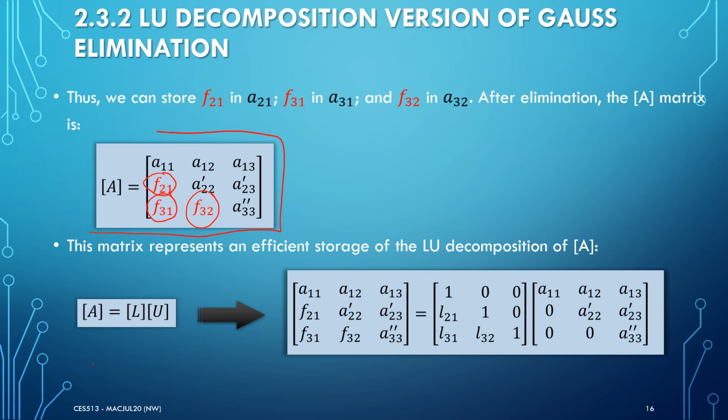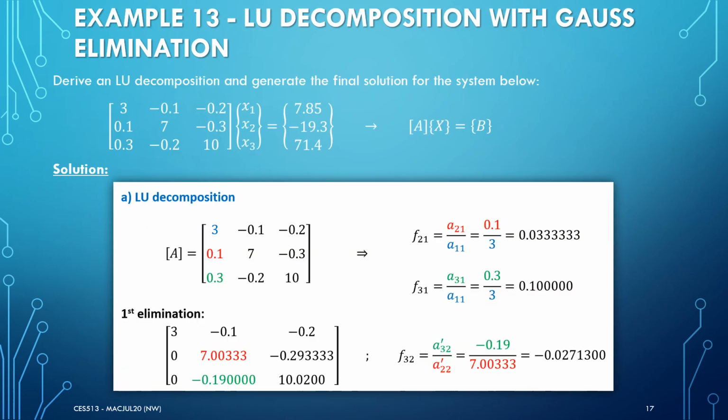This matrix represents an efficient storage of the LU decomposition of matrix A. So we can prove here that A is equal to L, the lower matrix, multiplied by U, the upper matrix. Now we look at example 13 for a better understanding of this method, which is LU decomposition with Gauss elimination. We need to derive an LU decomposition and generate the final solution for the system below.